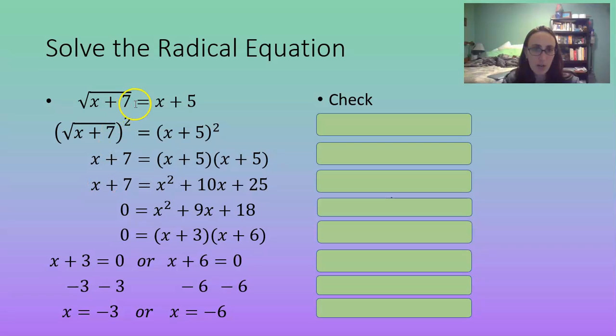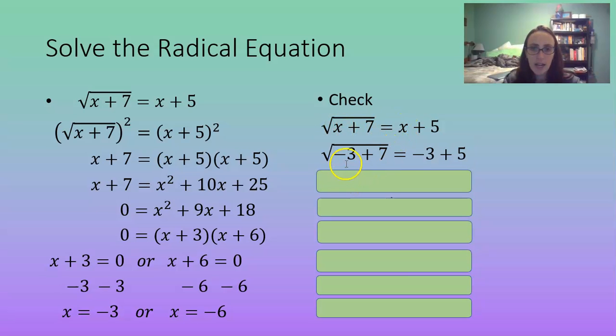Anytime I am solving a radical equation, I do have to check my answers to see if they actually work. Sometimes they won't. So I'm going to go back to my original problem and I'm going to check. I'm going to check the negative 3 first, so that means I'm going to substitute negative 3 in anywhere I see an x. Doing that, I have the square root of negative 3 plus 7 equals negative 3 plus 5.